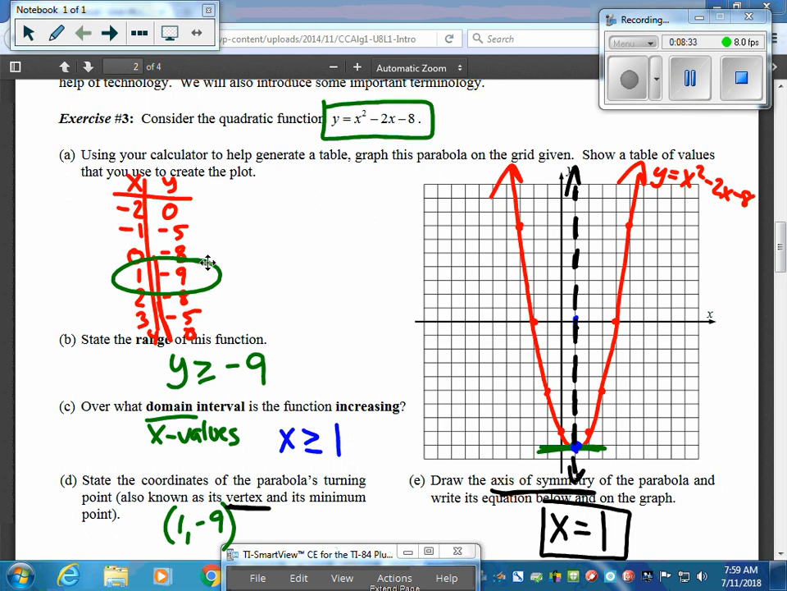So, as you're looking through the questions, again, make sure you make some accurate graphs. Write the table because that's showing work. And look for some of those vocab terms, and feel free to go back and forth between the video and the assignment.